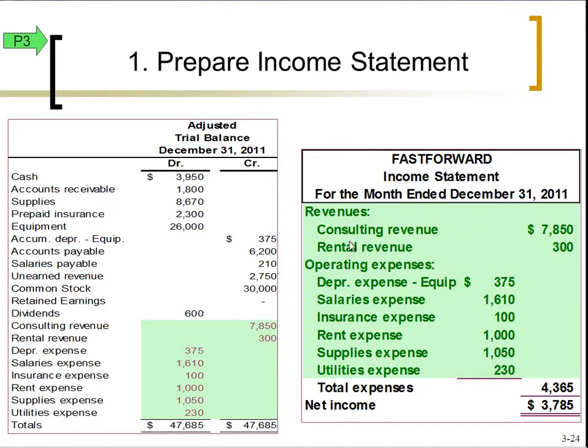So for revenues, we have all of our revenues listed. We'll pull those balances over. Same with all of the expenses. So out of your adjusted trial balance, only your revenues and expenses get pulled over. You get a subtotal of all your total expenses, and you get a net income figure.